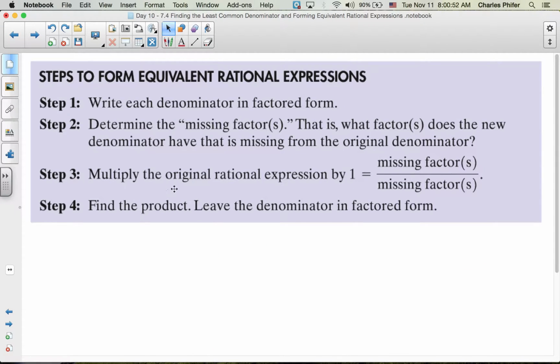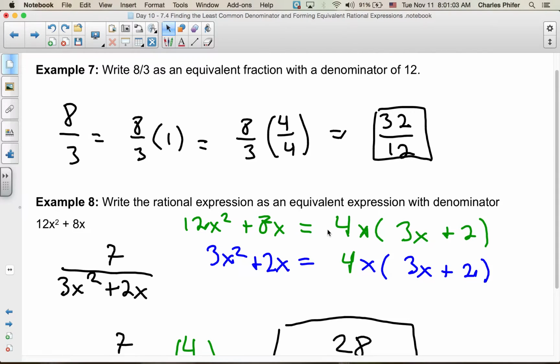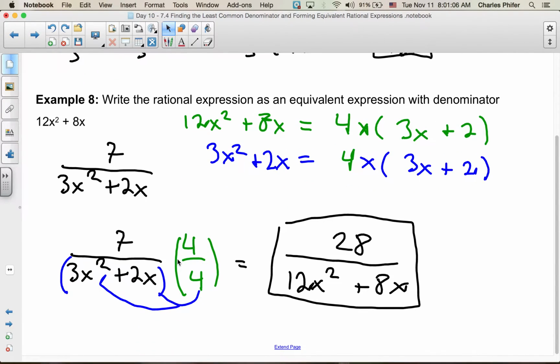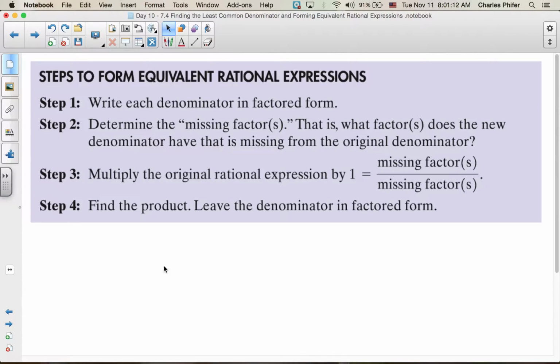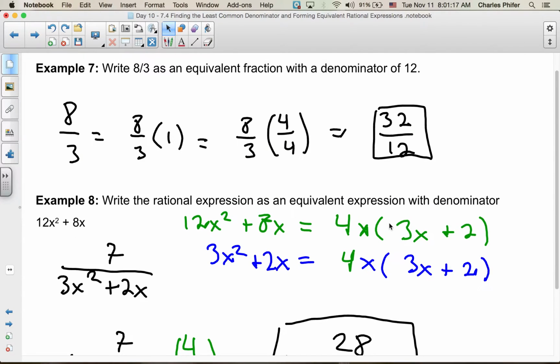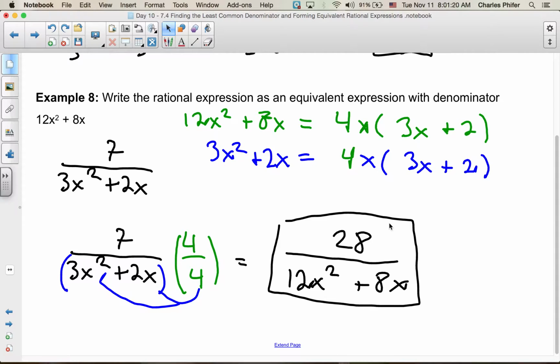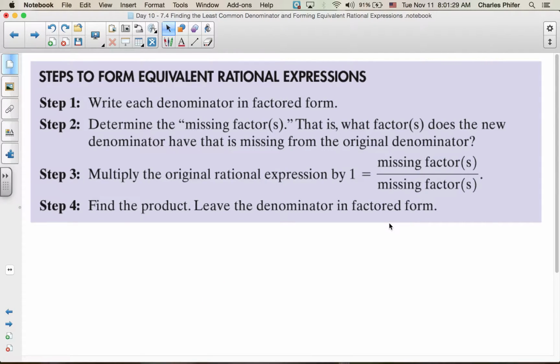Multiply the original rational expression by 1, but that 1 needs to be in the form of the missing factor or factors over the missing factor or factors. In our last case, the missing factor was 4, so we multiplied by 1 in the form of 4 over 4. And then we find the product and leave the denominator in factored form. Now, I don't think we left our denominator in factored form in the last one, but that's okay. So generally, you leave the denominator in factored form. So let's try another one. This will be example 9.